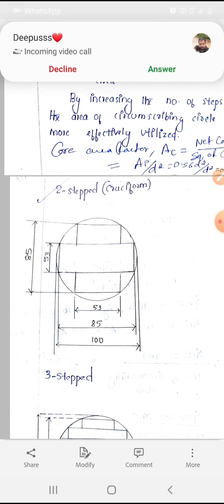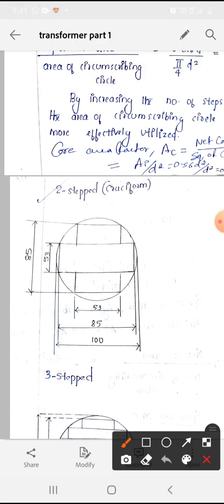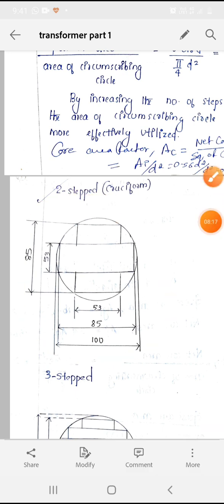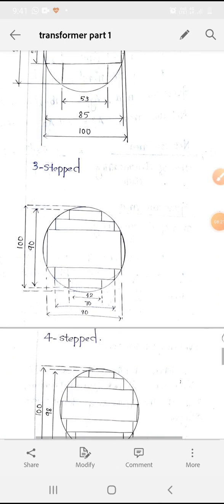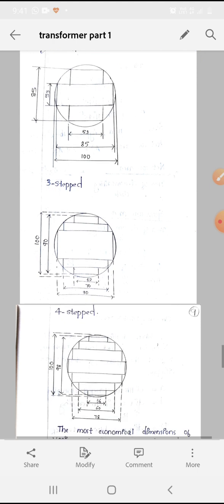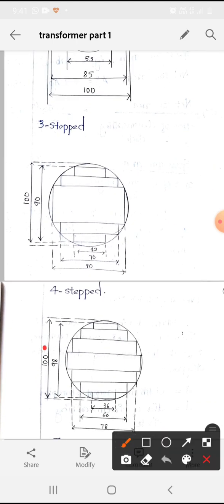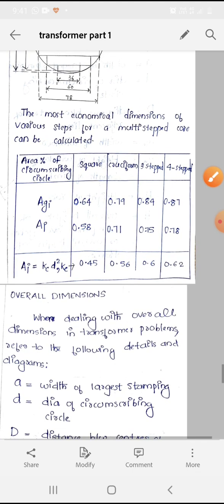You need to learn this figure and the values also. And this is the three-stepped and four-stepped. So you all have to learn these two-step, three-step and four-step figures and also these values by heart. This table is very important for GATE also. They will be asking these values, so this table is very important.